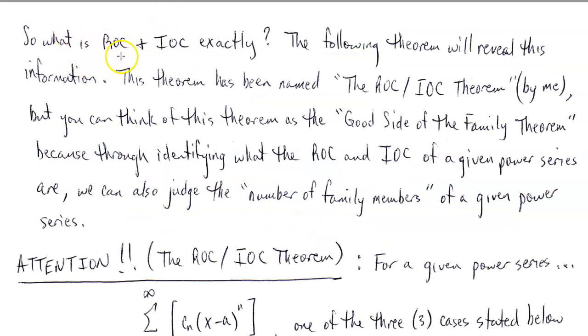So what is the radius of convergence and interval of convergence exactly? What this really means is, how can I actually identify it based upon the type of power series that I have? We actually have a theorem called the ROC/IOC theorem, or radius of convergence / interval of convergence theorem. That's what I call it, at least. You can also call this the good side of the family theorem. Of course, I made that up too.